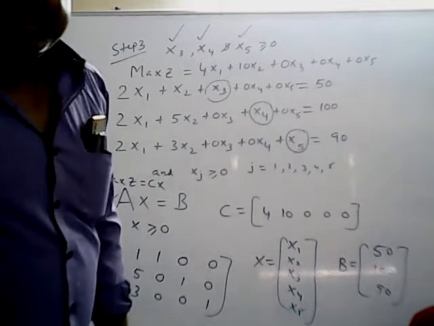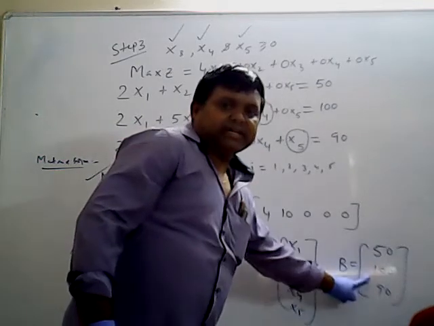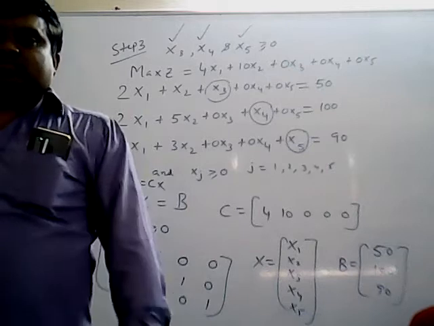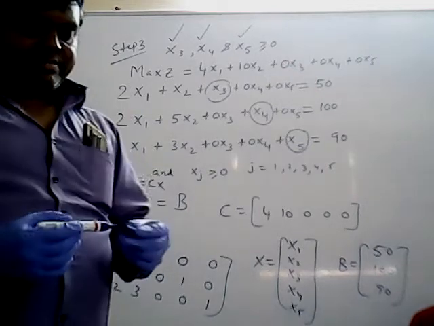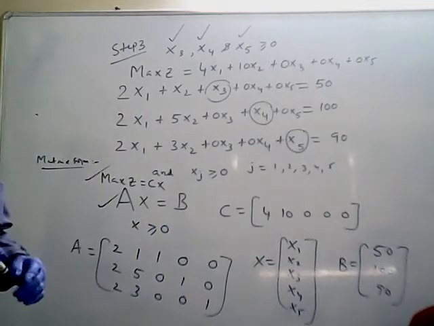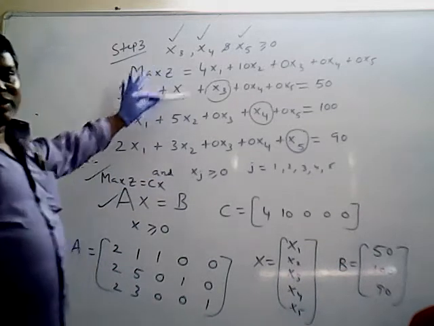50, 100, 90. This is 100. So 50, 100, 90. Okay. Now step number 3 is completed. So step number 3 is nothing but write down the standard form and matrix form.